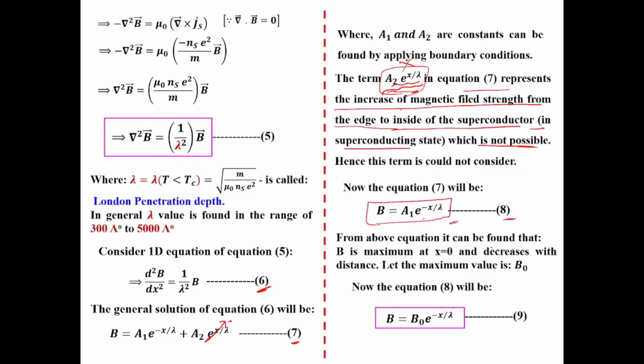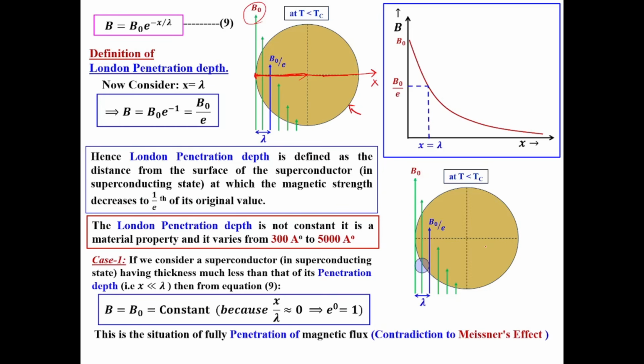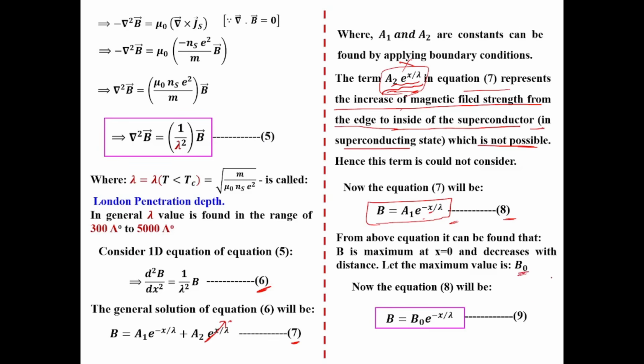From this equation, it can be found that when x equal 0, x equal 0 means you are standing here, at the edge of the superconductor. At x equal 0, the magnetic field strength is maximum, let it be B naught. If I put x equal 0 here, e to the minus 0 is 1, so a1 will be equal to B naught. That implies a1 equal to B naught, right?